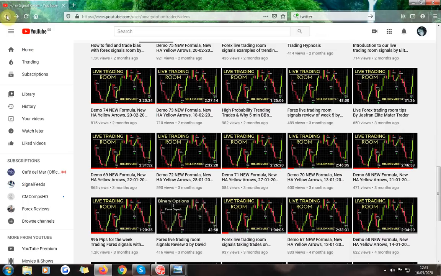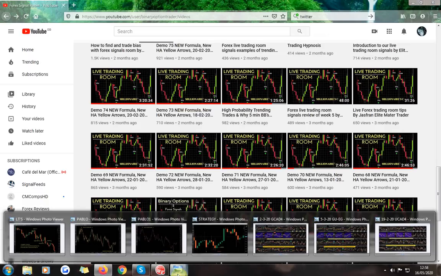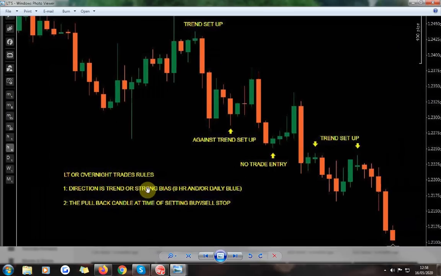Again, another couple of things to mention now about where people are getting confused on these long terms. Okay, so I'm just going to give you a couple of simple rules with this, guys, right? LTR, overnight trade rules. Basically, direction is trend or strong bias. A strong bias I would consider an 8-hour blue or a daily blue or both. But I know Lambo said, oh, the daily blue didn't work this week, but it never got any help whatsoever, Lambo. It was just a daily blue on its own.